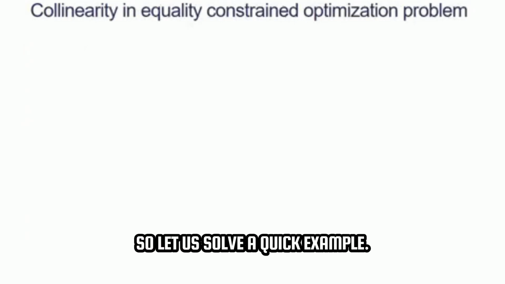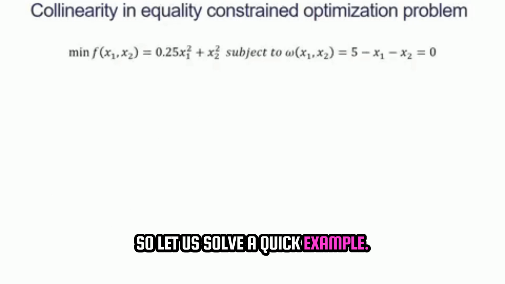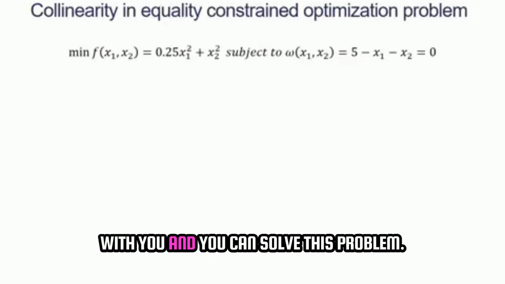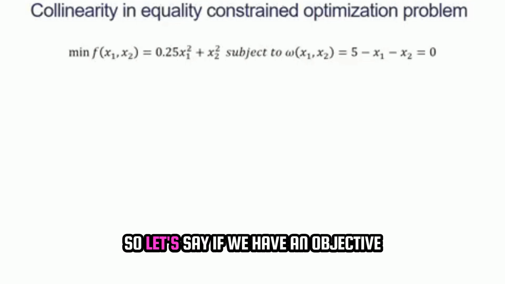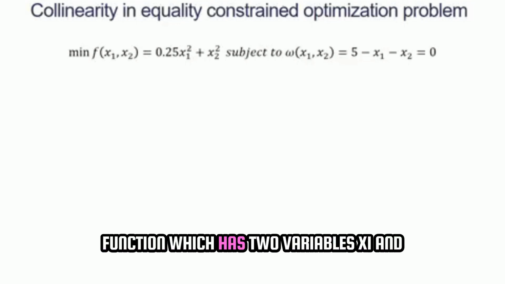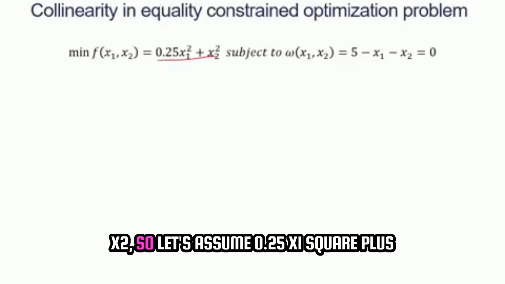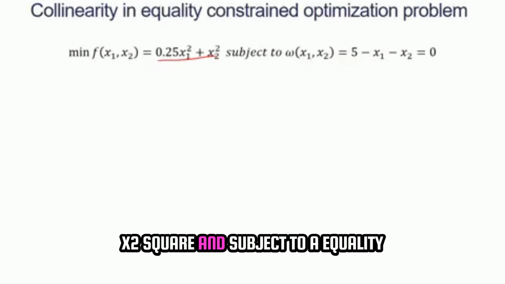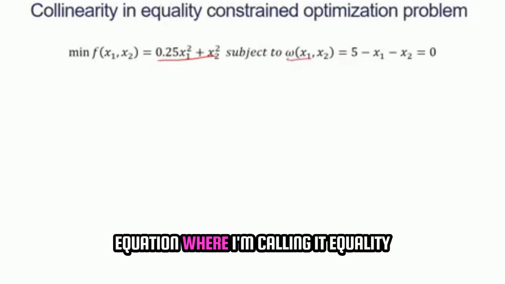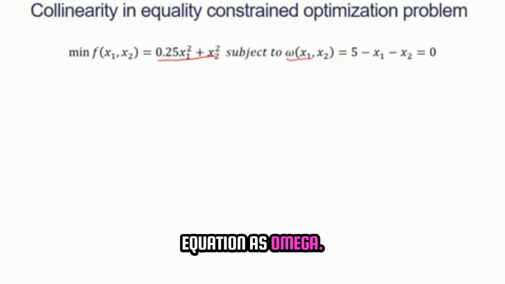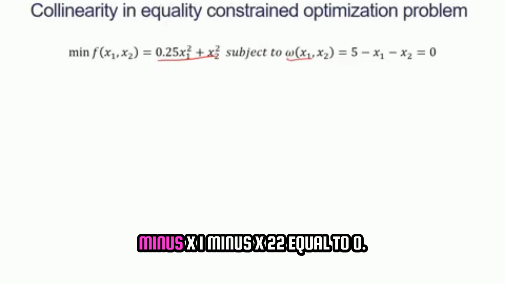So let us solve a quick example. Please have your pen and paper with you, and you can solve this problem. Let's say we have an objective function which has two variables x1 and x2, 0.25 x1 square plus x2 square, subject to an equality equation, which I'm calling omega, and this equality equation is 5 minus x1 minus x2 equal to 0.